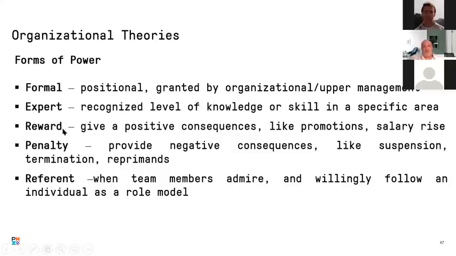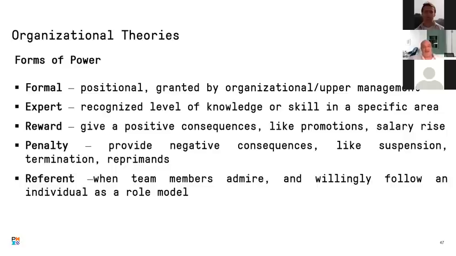Reward is when you have the power to give positive consequences, like promotion or salary. So these are the rewards. If you have the ability to give the reward, then you will have power in doing your job. The penalty is the opposite of the reward. It is to provide negative consequences like suspension, termination, or reprimands, which is the penalty form of power. So if I have the power to give penalties, then I have power over a team.